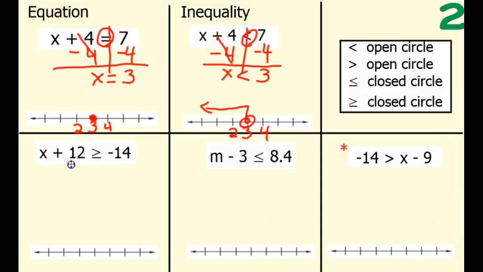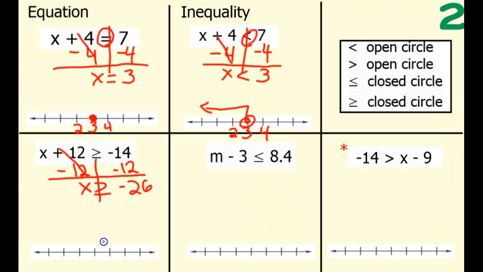So now down here, x plus 12 is greater than or equal to negative 14. So to solve that, we need to get x by itself. X plus 12, the opposite of that is x minus 12, and minus 12 over here. So the 12s cancel out. We're left with x is greater than or equal to negative 14 minus 12, which is negative 26.